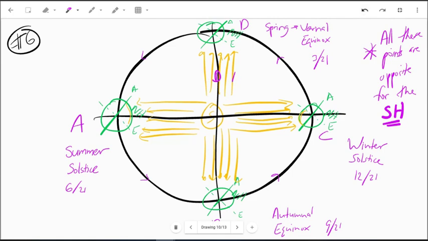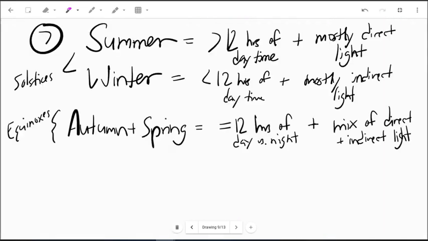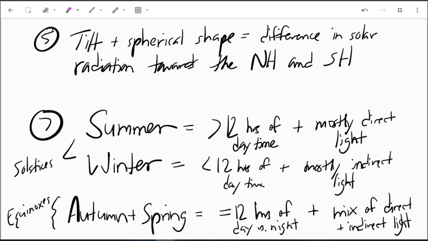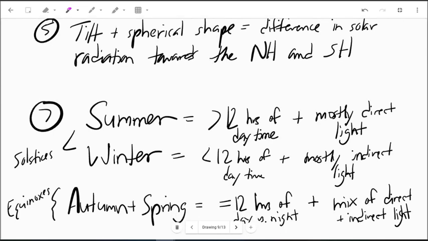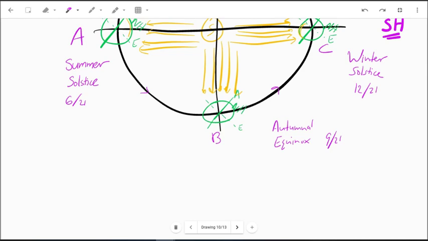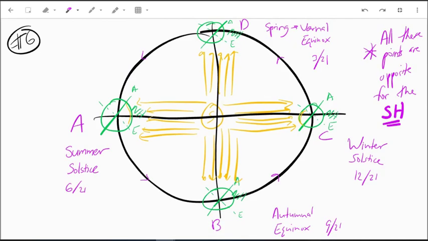So this diagram is incredibly important because it shows you number 5, and it helps explain number 7. All right. So if you have trouble with seasons, I'd make that diagram a couple times. Turn the axis one way, turn the axis the other way. Always going counterclockwise because that will tell you the correct answer. All right.